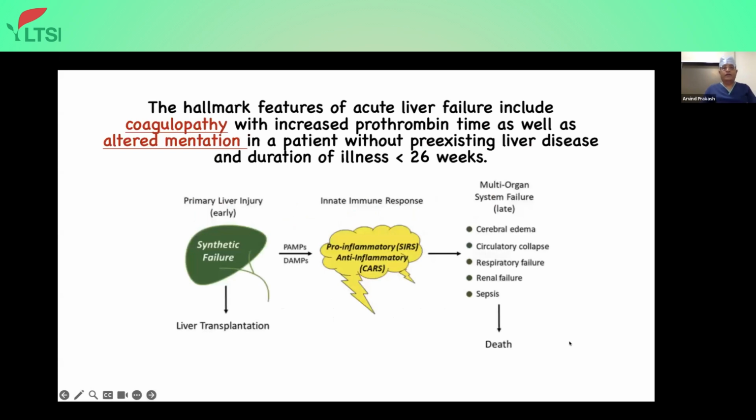The hallmark of acute liver failure is coagulopathy and altered mentation in a patient without pre-existing liver disease, with duration of illness less than 26 weeks. The liver injury and the resulting pro-inflammatory mediators lead to multi-organ system failure, causing cerebral edema, circulatory collapse, respiratory failure, renal failure and sepsis, and that is what you are going to manage. Next slide.